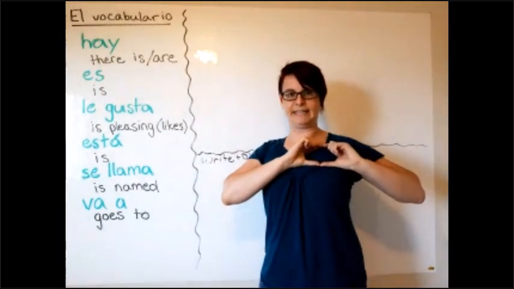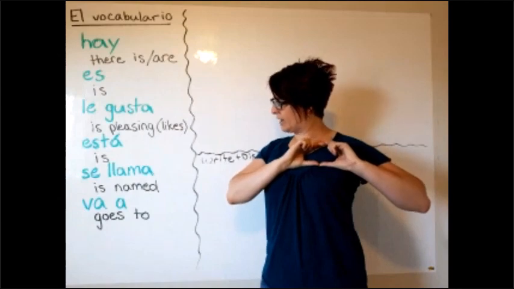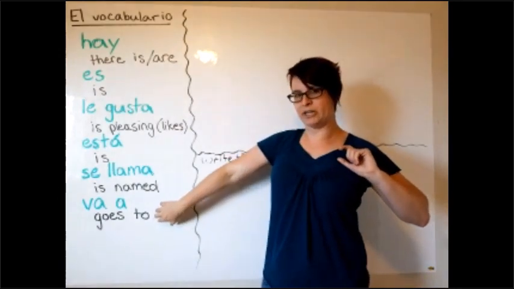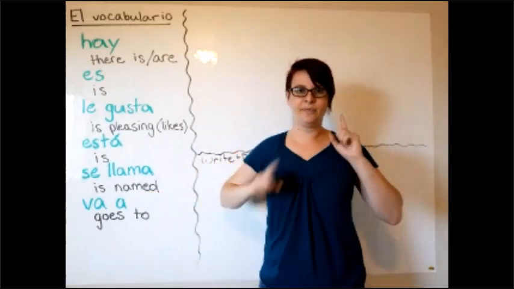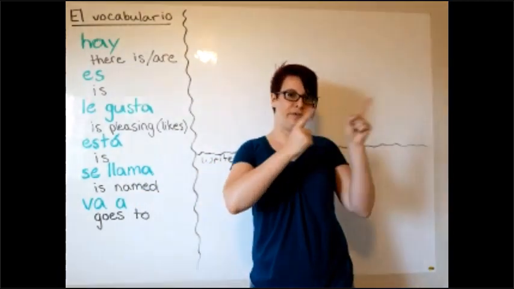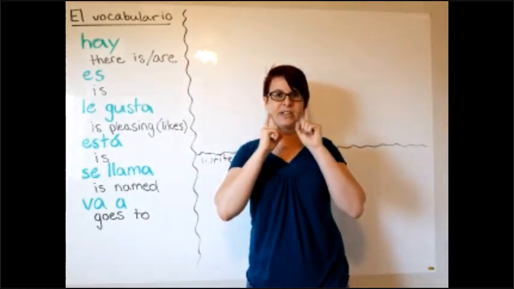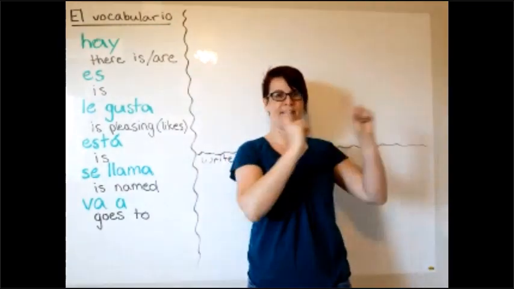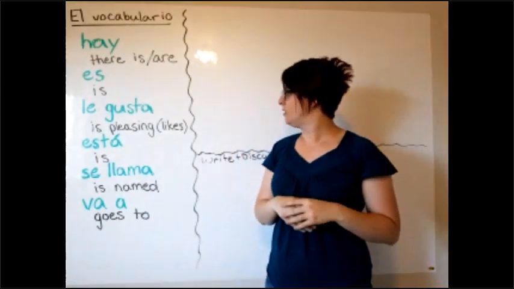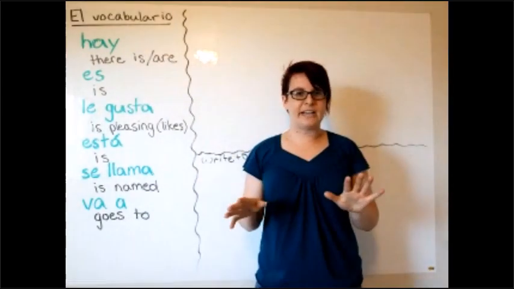Se llama is named. And then the last one, we're going to use this not too much in the first activity, but a little bit later. But va a. This is sign language for goes, va a. And it's pretty easy to remember because I'm here. I'm going to go over there to that place. Va a. All right, so just a quick assessment.